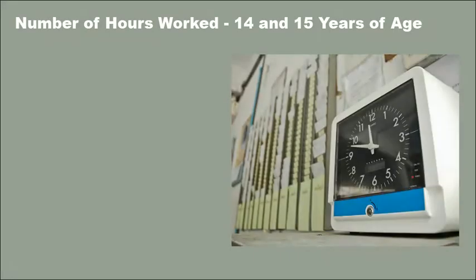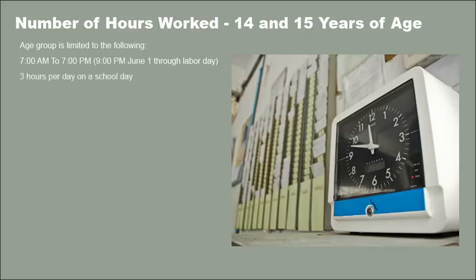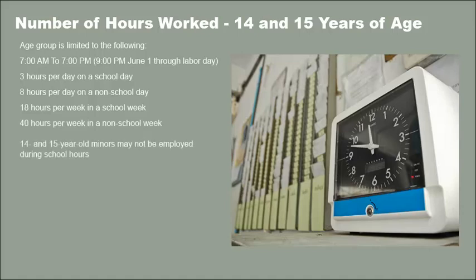For minors 14 and 15 years of age, the following restrictions are listed for the number of hours worked. Minors may work between the hours of 7 a.m. to 7 p.m., or 9 p.m. from June 1st through Labor Day. Minors are limited to 3 hours per day on a school day and 8 hours per day on a non-school day. They are limited to 18 hours per week in a school week and 40 hours per week on a non-school week. But keep in mind, 14 and 15-year-old minors may not be employed during school hours.